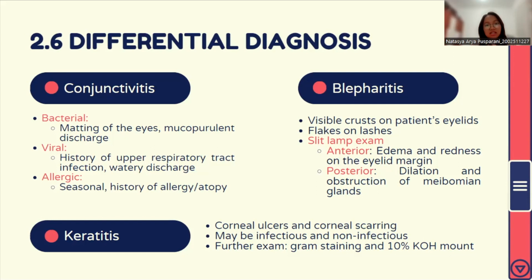Second, blepharitis. It is a condition where inflammation occurs in the eyelid margin. In blepharitis, there would usually be visible crust on patients' eyelids and flakes on lashes. It is necessary to do a slit lamp exam to confirm blepharitis.